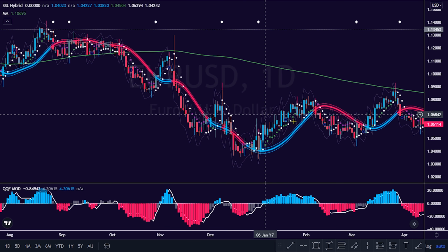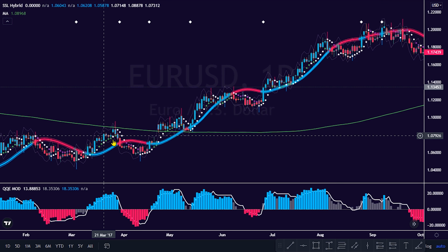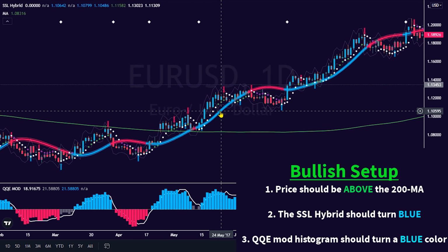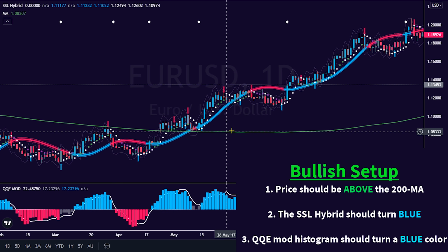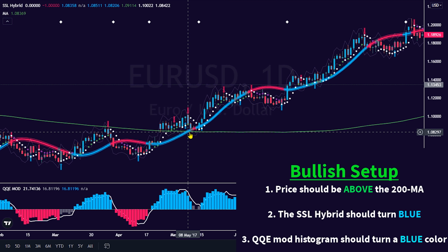To generate a bullish anticipation setup with the QQE mod plus SSL hybrid plus 200 MA trading indicators: 1. Price should be above the 200 MA. 2. The SSL hybrid should turn blue. 3. The QQE mod histogram should turn a blue color.